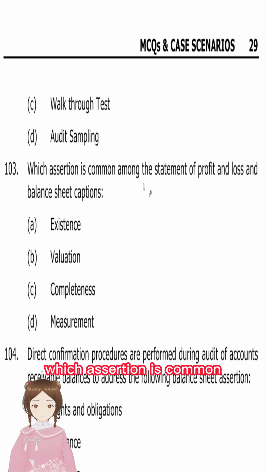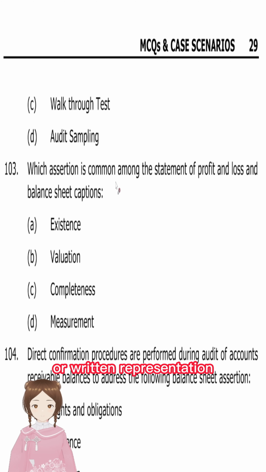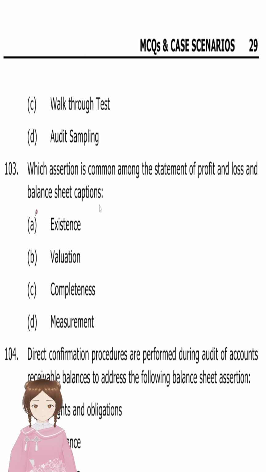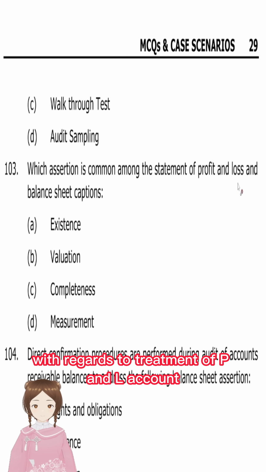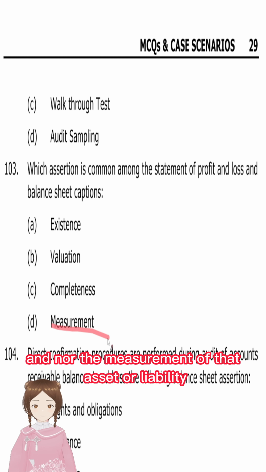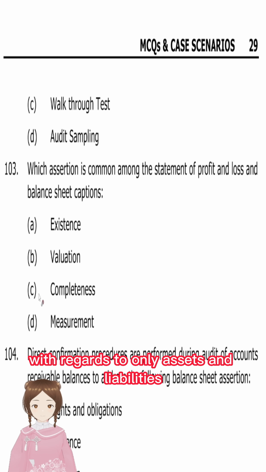Which assertion is common? That is what the management is claiming in its financial statements or written representation among the statement of profit and loss account and balance sheet captions. You see, balance sheet contains what? Assets and liabilities, but those assets and liabilities do not contain in profit and loss account. So we have to check out of these four which is mostly applicable. You see, we don't check existence with regards to statement of P&L account, neither the valuation nor the measurement of that asset or liability. So we'll see only these three things with regards to only assets and liabilities.